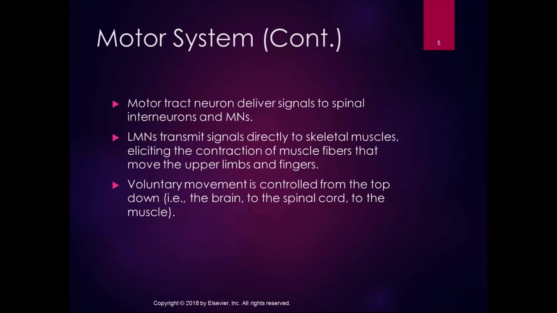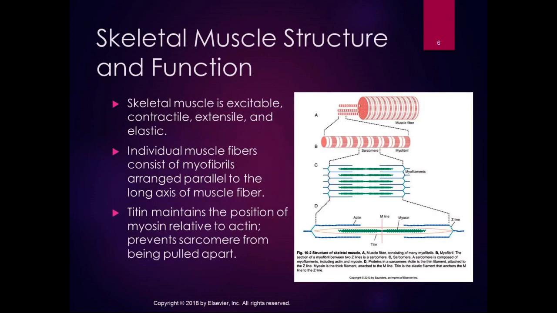We already said this, voluntary movement is controlled from the top down, brain to the spinal cord to the muscle. Okay, so I'm sure you talked about in anatomy and physiology, and we talked about in kinesiology, and we're talking about it again, skeletal muscle structure and function. Skeletal muscle is excitable, contractile, extensile, and elastic. All of those characteristics being important to muscle contraction.